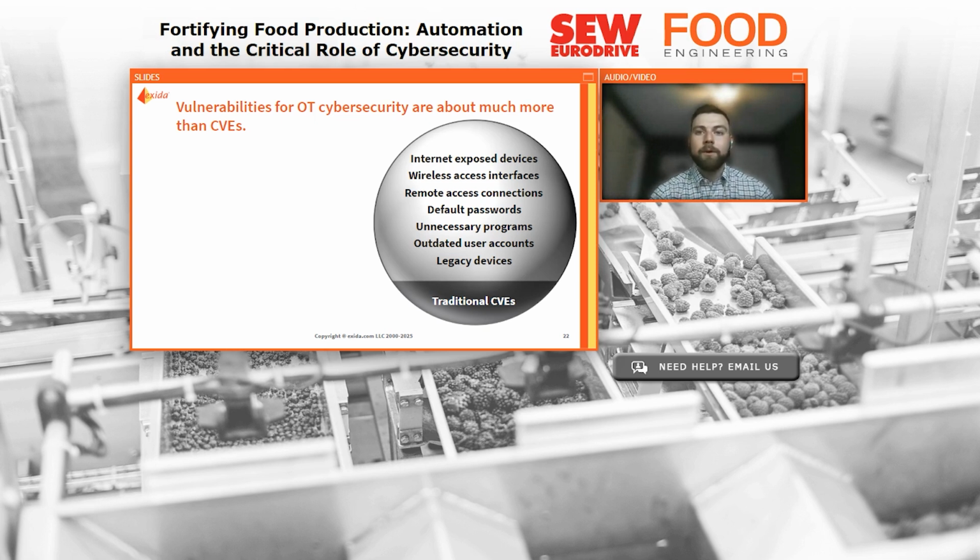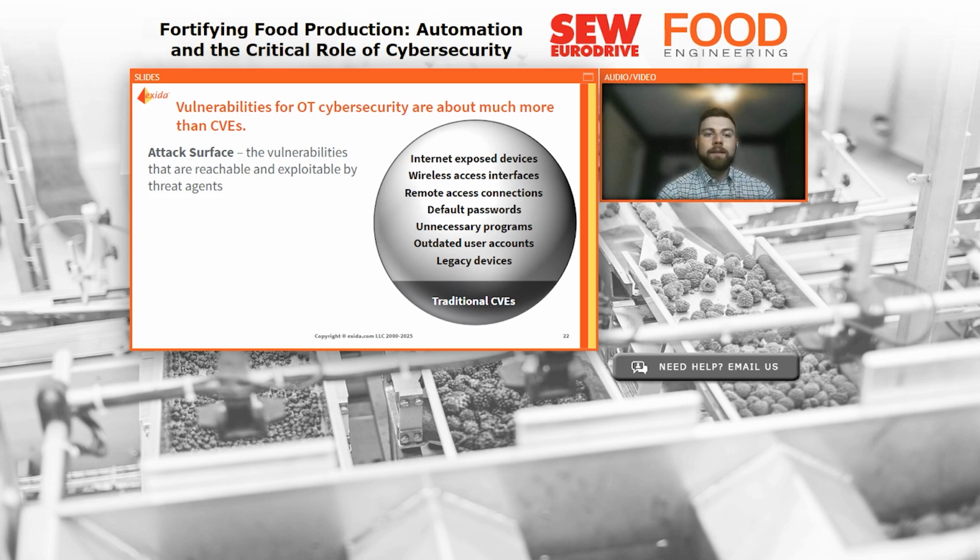So do we have a smart transmitter that, in addition to communicating in the network, has a remote interface that people can connect to? Do we have any wireless access devices or interfaces for the site? Do we know all of our remote access connections? Are we still using default passwords, which for any of the control systems are very easy to find online? Are we using outdated accounts? Do we have legacy devices? So when we talk about vulnerabilities, we have to think about all of these areas.